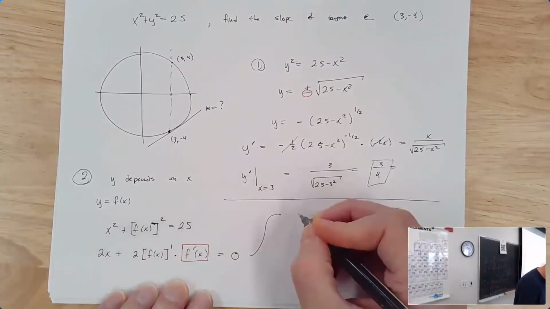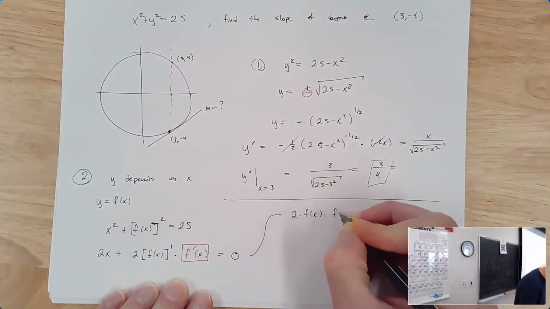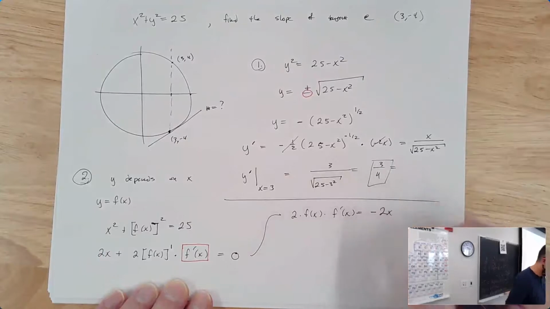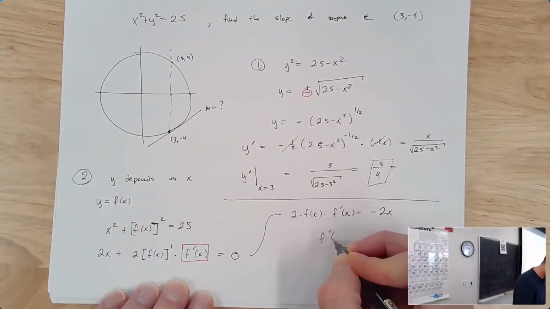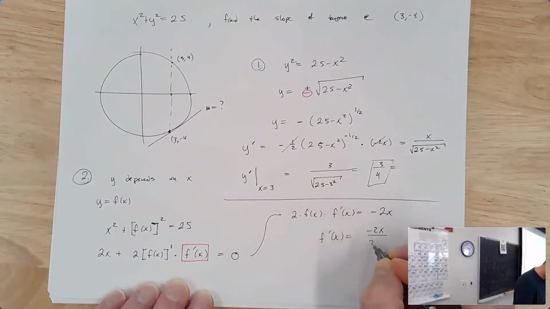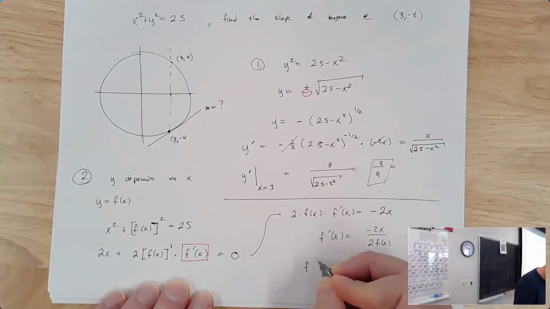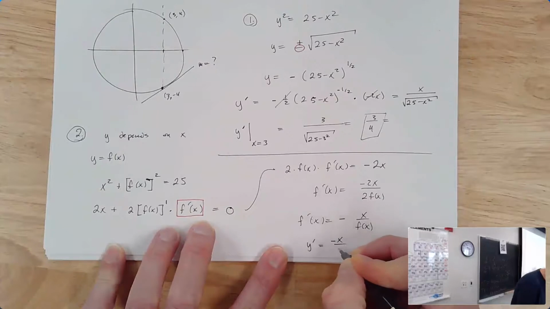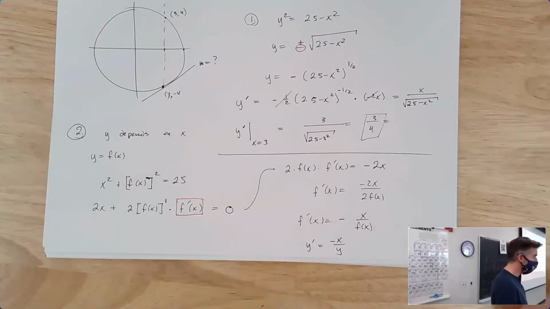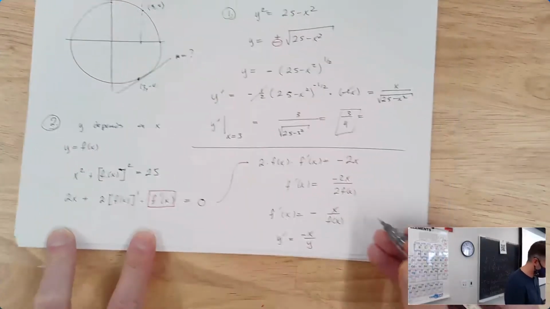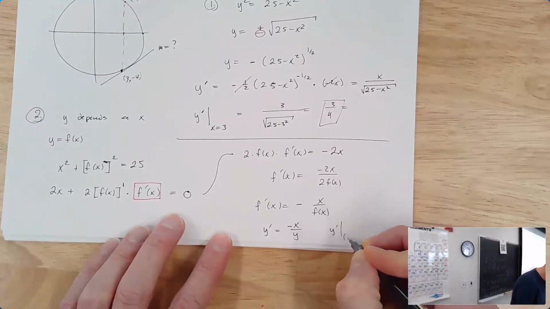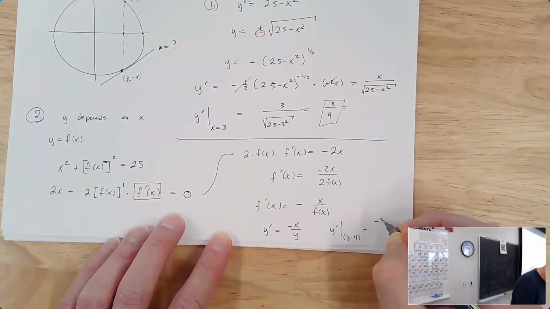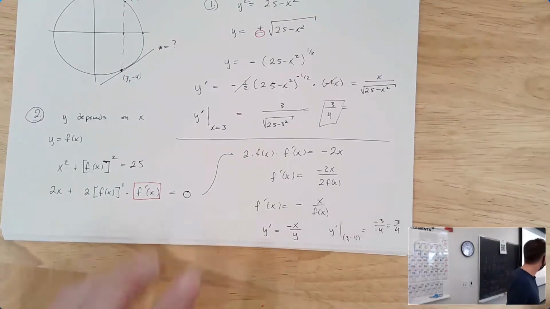So subtract 2x from both sides. 2 times f of x times f prime of x equals -2x. Divide both sides by 2f of x. Cancel the 2's. So f prime of x equals -x over f of x. Or if you prefer, changing back to y, y prime equals -x over y. And then we could plug in the point that we were given. The point we were given was (3, -4). And if we plug in (3, -4), y prime evaluated at (3, -4) is going to be -3 over -4, which is exactly what it was the other way.